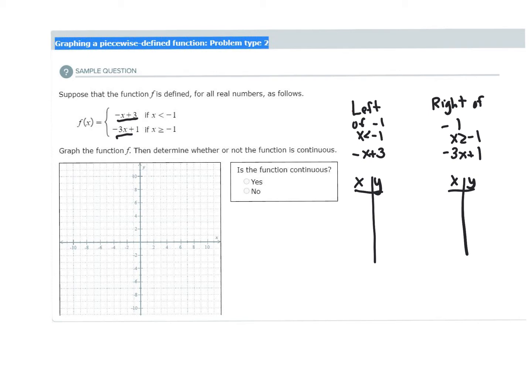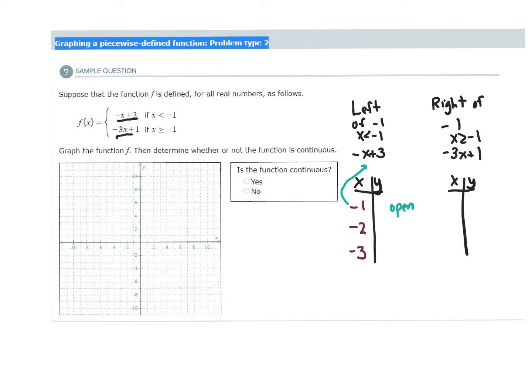So when I do my tables, I want to make sure I pick x's that are less than -1. So I'll pick -1, -2, and -3. Now I know -1 is not really less than -1, it's equal, but I'm going to put it anyway. And remember, you can still use it, it's just going to be the open circle, because you want to go all the way to -1, but just not to -1. That's why we use the open circle. So I'll just plug these x's into my function.